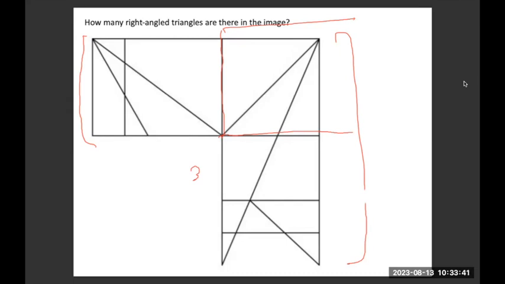Kushi, close by. You are still missing few. I'm just going to erase this. All right. Sorry.